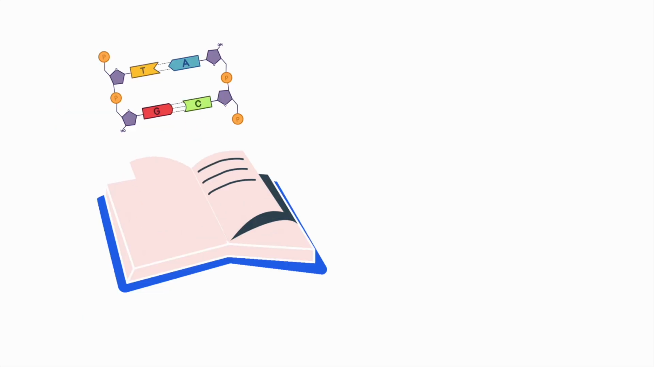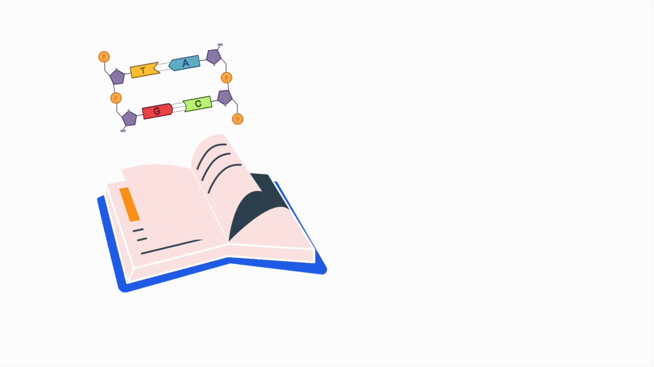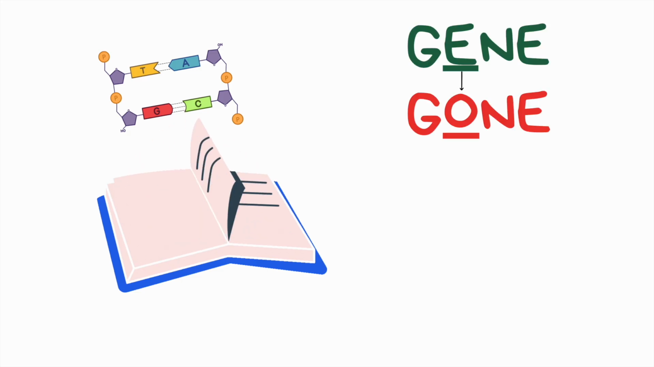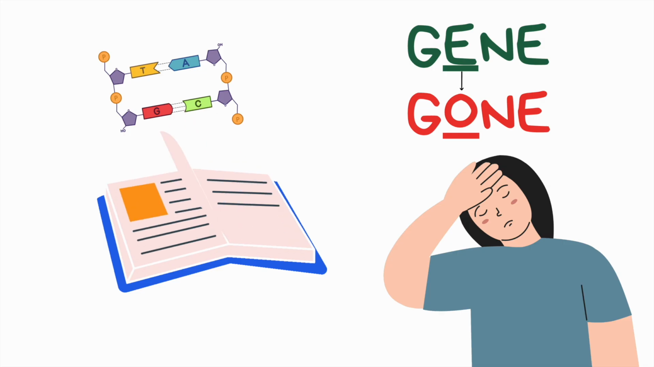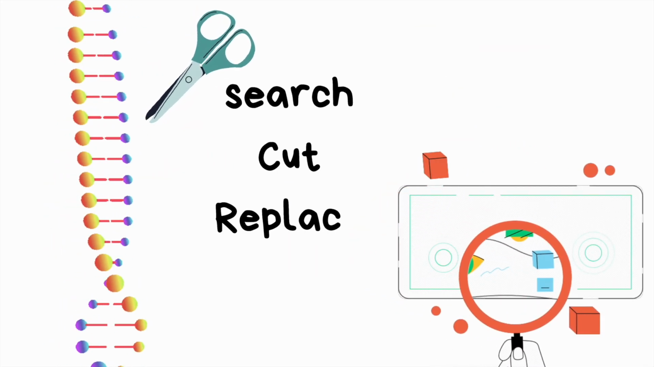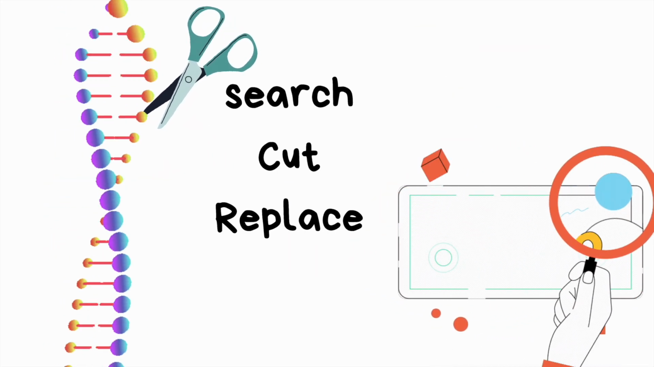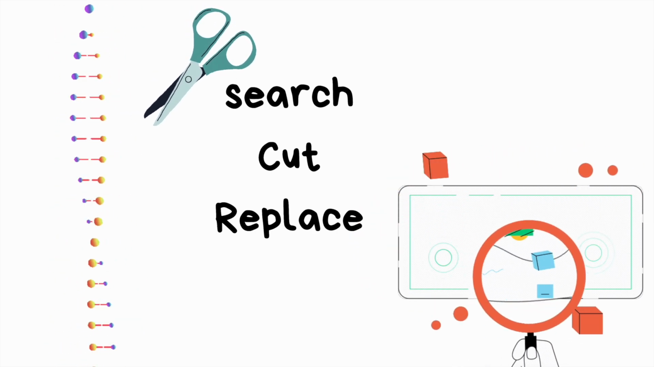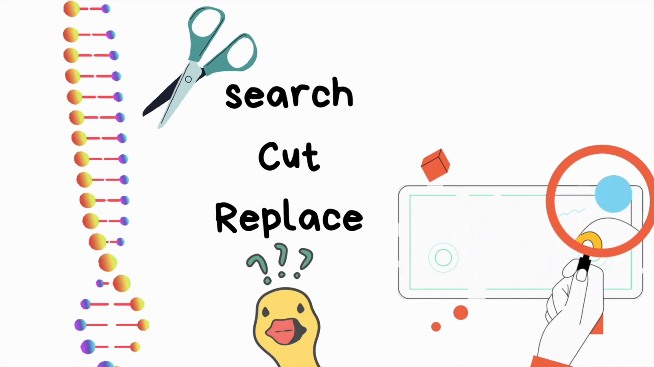Think of your body as a 3 billion letter recipe book. If one word is misspelled, the recipe can fail and cause a disease. What happens then? Using CRISPR, scientists can look for this misspell and fix it. It can work as a search, cut, and replace command. But how does CRISPR do that?